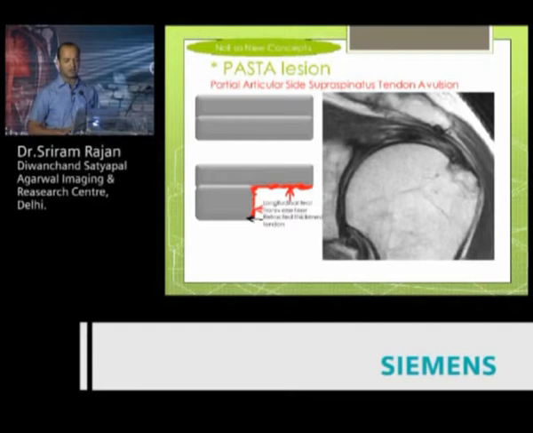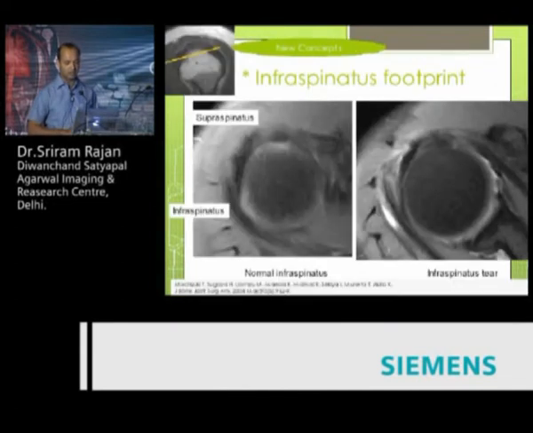Not so new a concept is that of a PASTA lesion. That's a partial articular side supraspinatus tendon avulsion. This diagrammatic representation shows the laminae of the supraspinatus. If you have a longitudinal and a transverse tear, there will be retraction of a lamina. Like in this case, that's the bursal surface lamina. That's the articular surface lamina. Because of a tear over here, this retracts and slides because there is another tear which is passing in over here. So this actually slides in as a lamina, and this is also important because here you get a retraction of the torn articular surface lamina.